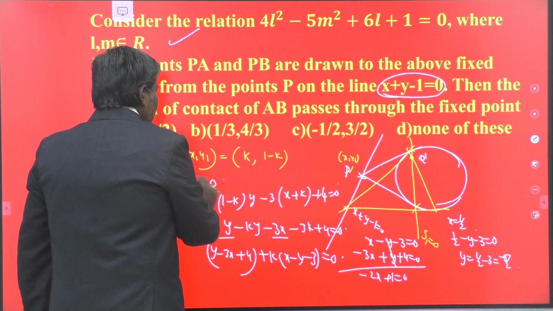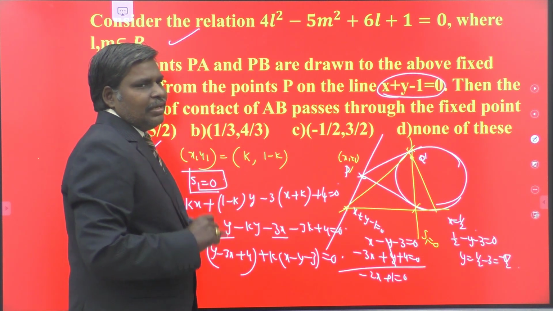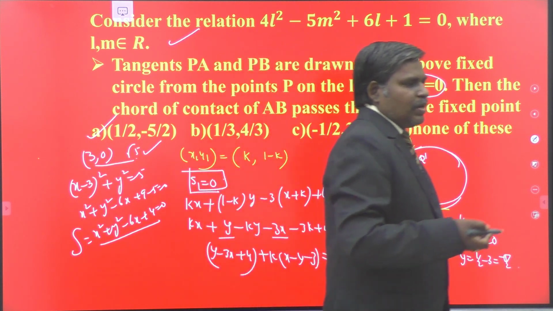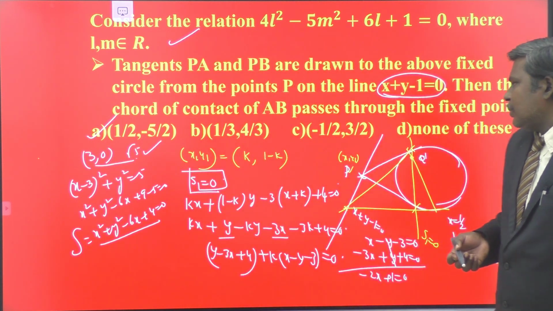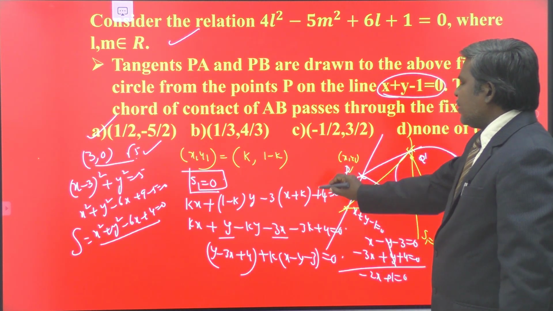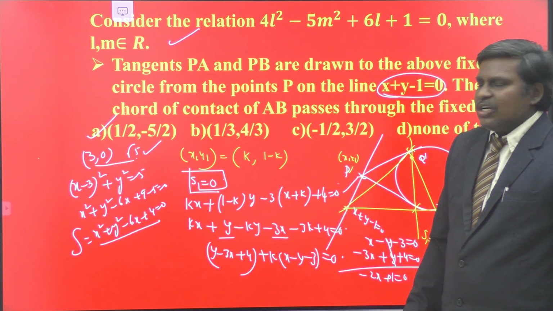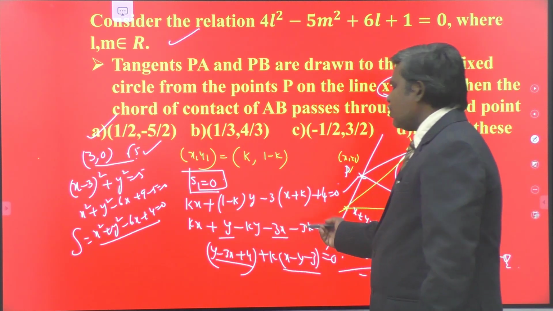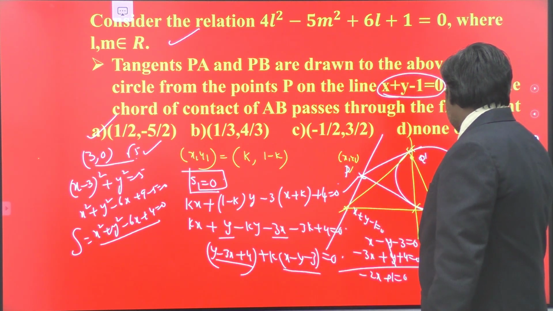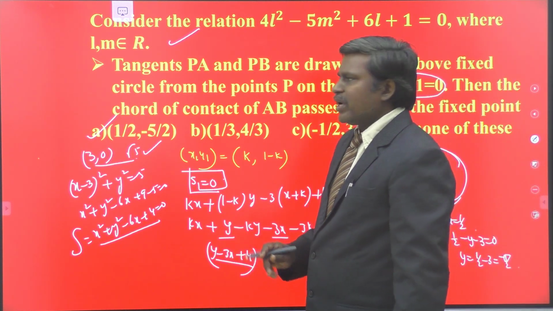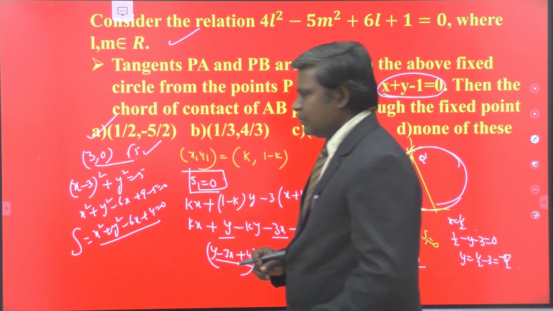Equation of chord of contact is S1 = 0, that means xx1 + yy1 + g(x + x1) + f(y + y1) + c = 0. So with the help of that formula, we write the chord of contact equation. Now it becomes the L1 + λL2 = 0 form. So by solving L1 = 0 and L2 = 0, we obtain the fixed point. That fixed point is what, my dears? (1/2, -5/2). Okay, in this manner we can crack this one.